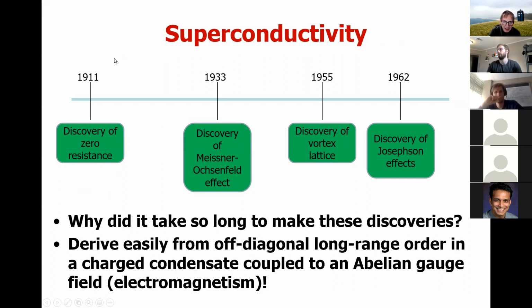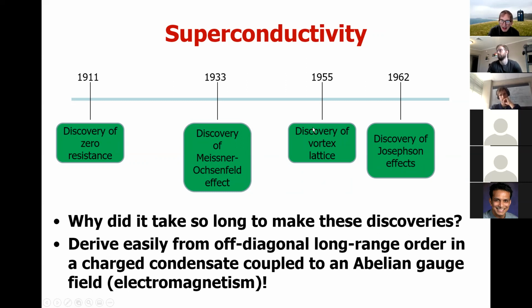So superconductivity, the zero resistance of a metal cooled near absolute zero, was discovered in 1911. Okay, so that's what it means to be a superconductor. In 1933, it was discovered by Meissner and Ochsenfeld that a superconductor doesn't just have zero resistance, it also expels magnetic fields. And that expulsion of the magnetic field is called the Meissner effect, or Meissner-Ochsenfeld effect.